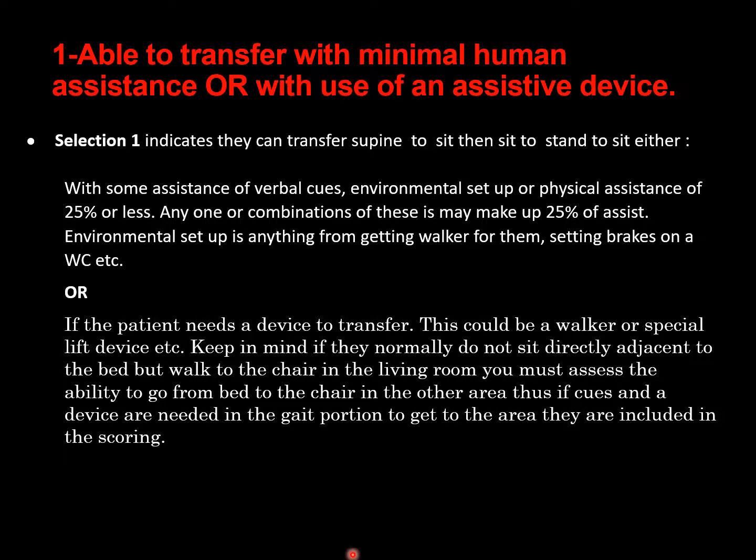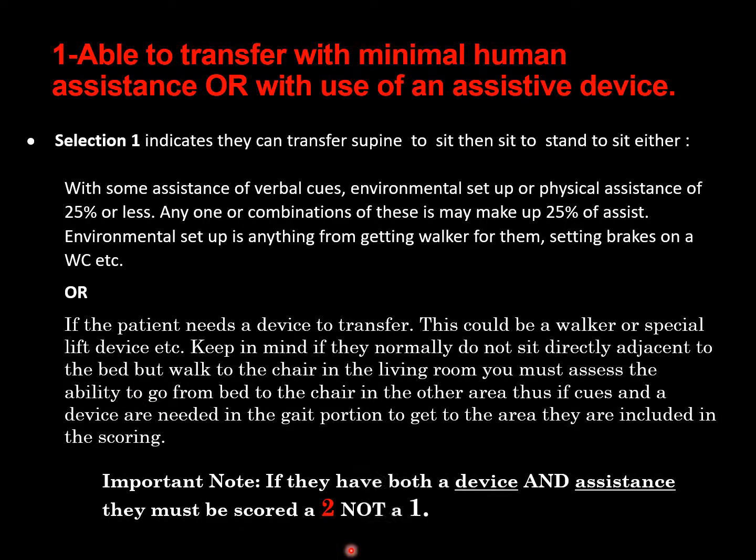Or 1 can be indicated if the patient just needs a device to transfer. This could be a walker or a special lift device. Keep in mind if they sit in a chair in the living room, you're going to look at the device to get to that area. So if they have no assistance at all but do have a device, you could score them a 1. But if they have both conditions, you cannot score them a 1.